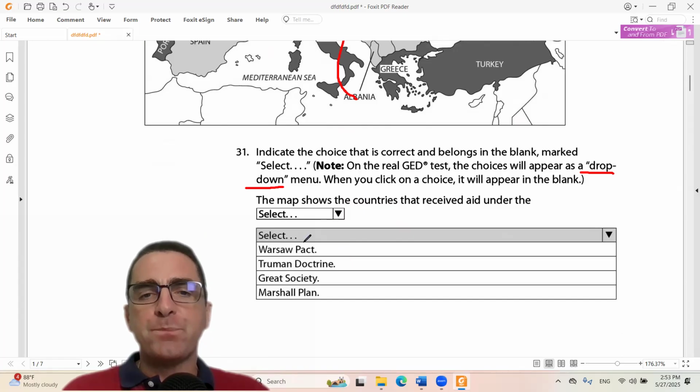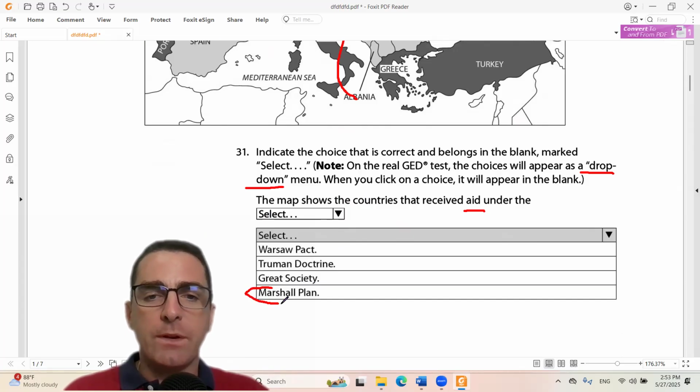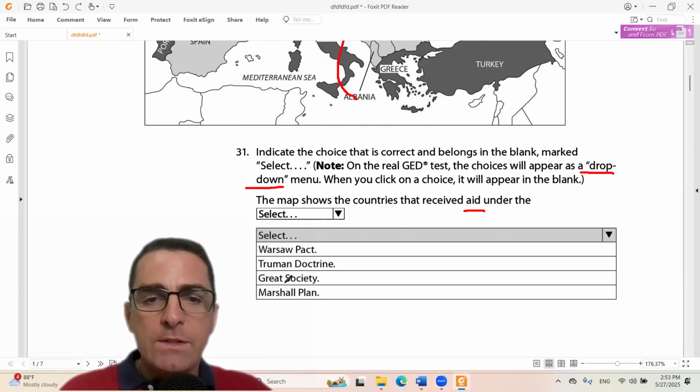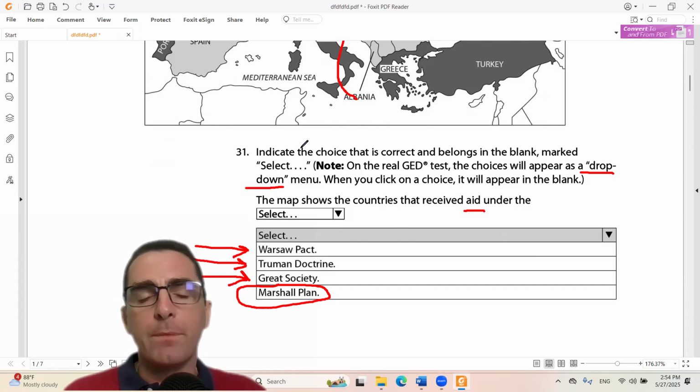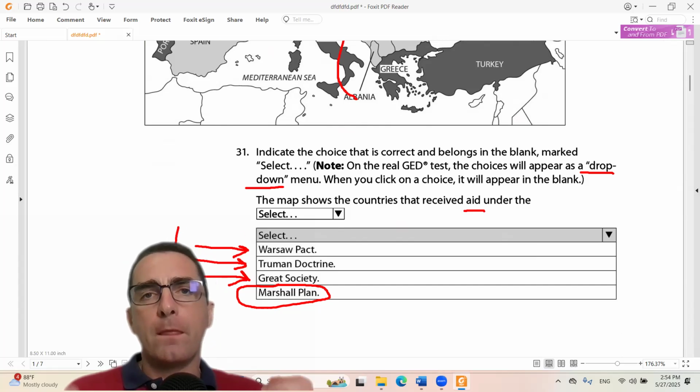So the question says, the map shows the countries that received aid under the, well, we've explained it extensively already, the Marshall Plan. Okay. Now, my advice to you guys watching this video is that you should go away and research what is the Warsaw Pact? What is the Truman Doctrine, if you don't know? What is the Great Society and who was responsible for that? Research these things too. And the other videos in this series as well.